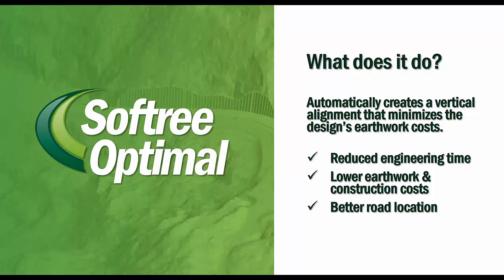So what does Softree Optimal do? It automatically creates a vertical alignment that minimizes a design's earthwork costs. So this leads to reduced engineering time, lower construction costs, and a better road location. Today we'll show you how to achieve these results using Softree Optimal with your LiDAR data.